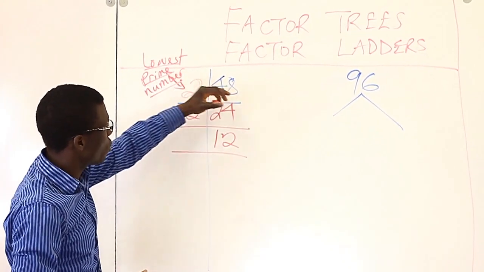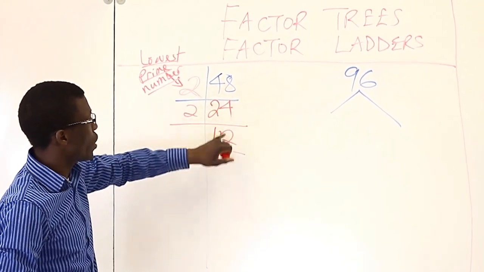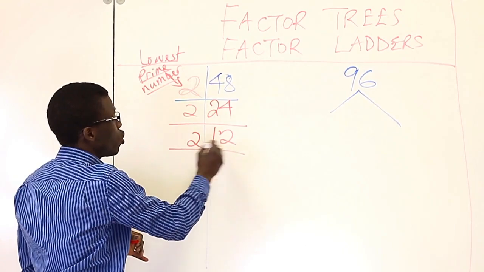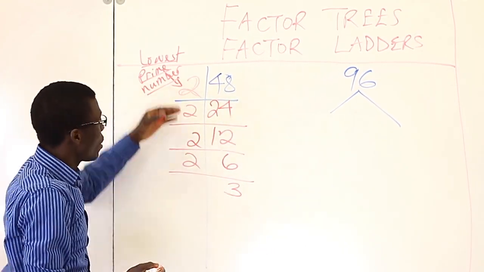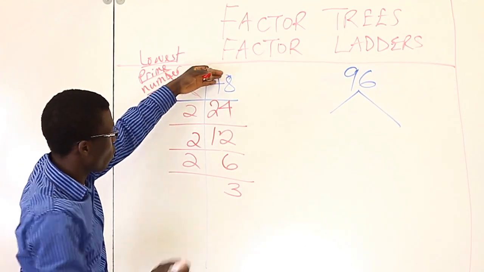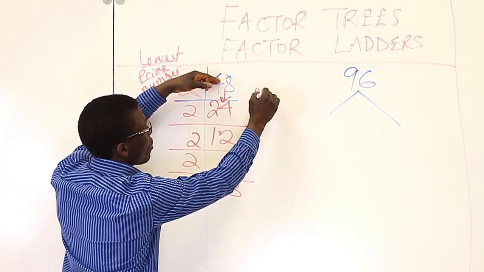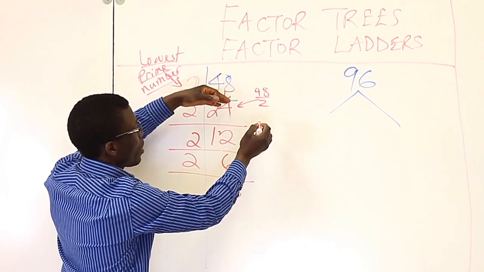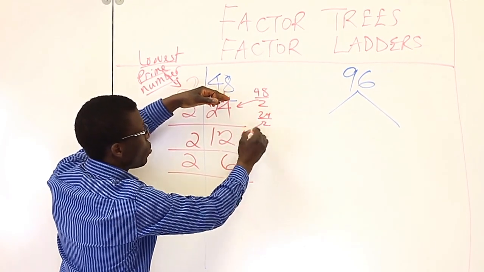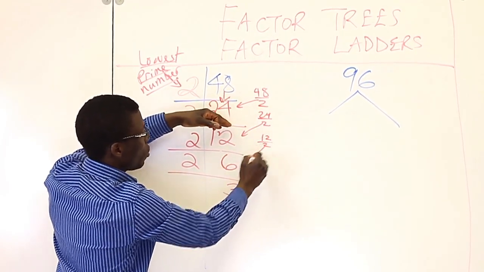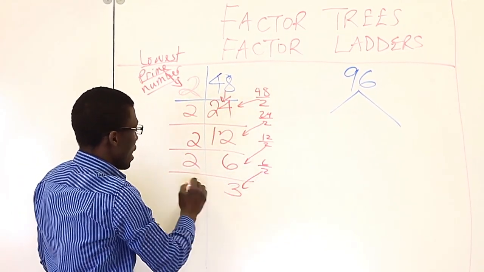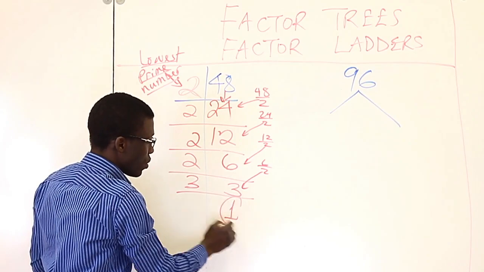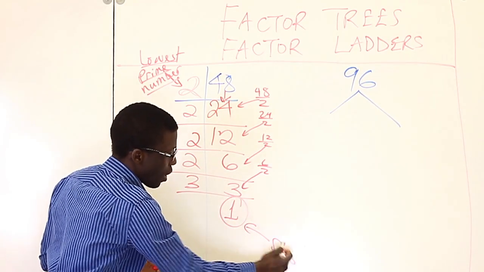So I go 2 goes into 48 24 times, 2 goes into 24 12 times, 2 goes into 12 6 times, and 2 goes into 6 3 times, okay? So notice I just keep going. 2 goes into 48. I put the answer there. So basically 48 divided by 2 gives me 24. 24 divided by 2 gives me 12. 12 divided by 2 gives me 6. 6 divided by 2 gives me 3. And 3 goes into 3 once. You stop when you hit 1, okay?